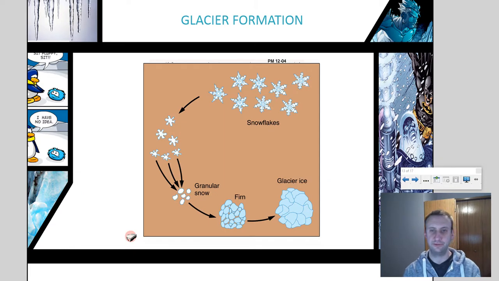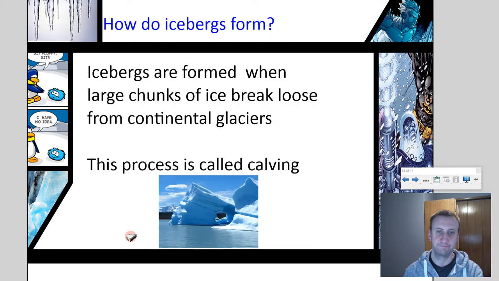Glacier formation, this is just kind of a neat little diagram. You don't need to know these terms, but it shows you over time how snow compresses with pressure and turns into what would be called glacier or glacial ice.